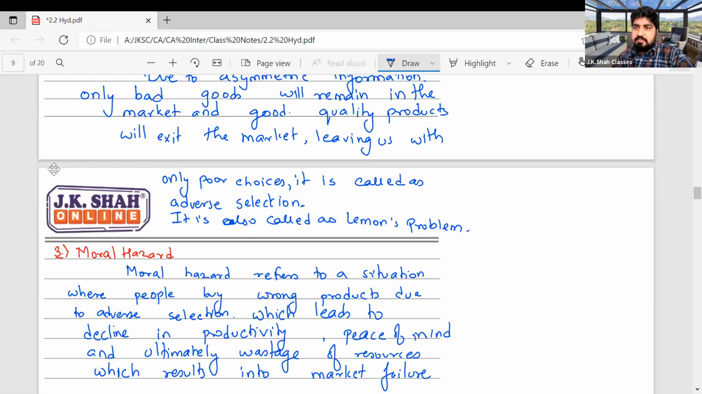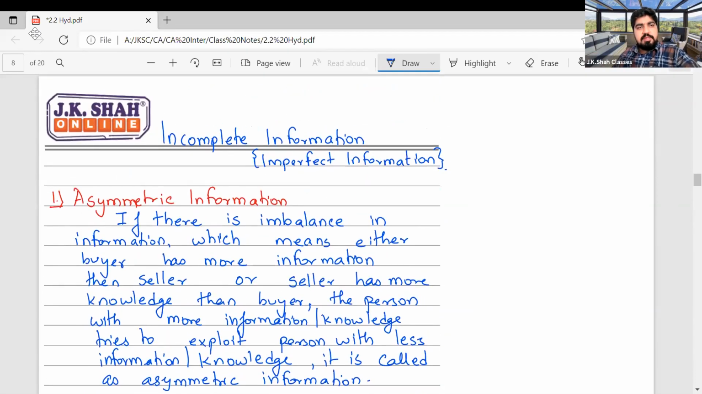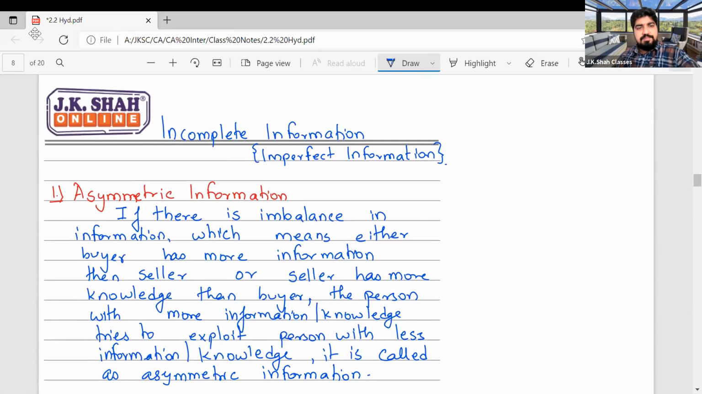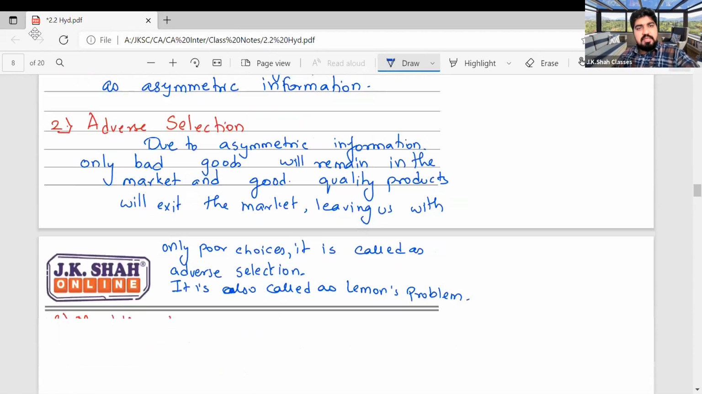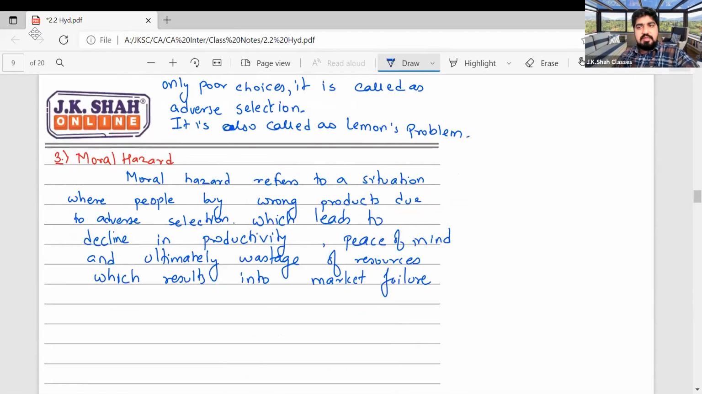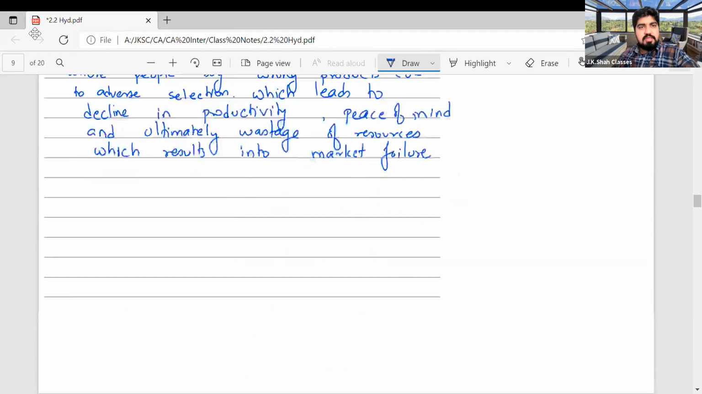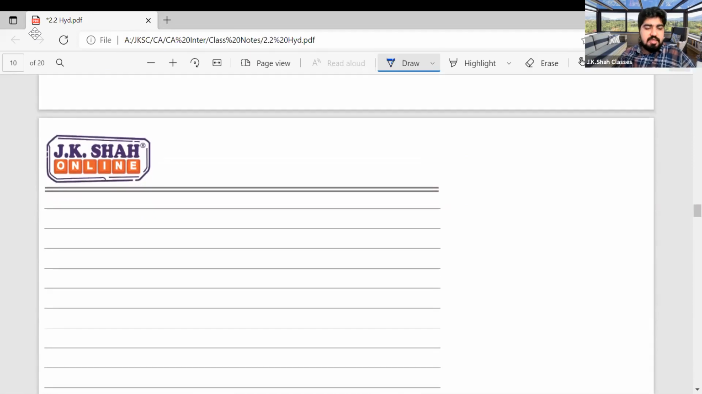Yes, Someshwar. So that was our incomplete information that we have studied today. In this, we had 3 points: asymmetric information, adverse selection, and moral hazard. I hope you are very clear in these points. That completes our entire unit number 2. Now let's begin with the next part, friends. That is our unit number 3.